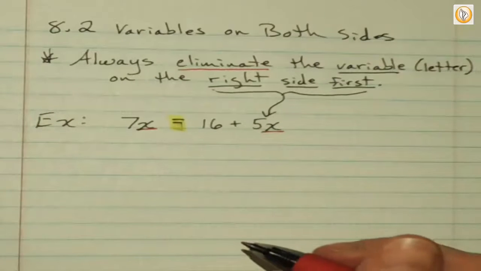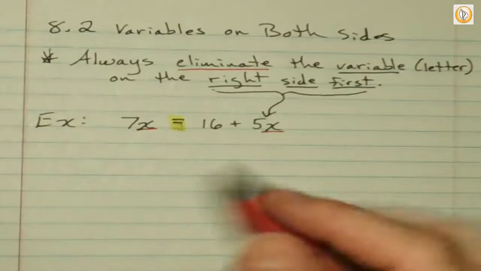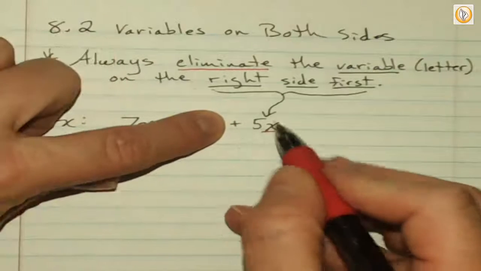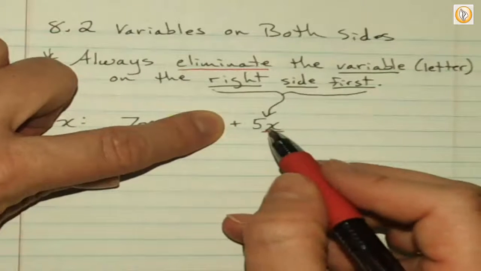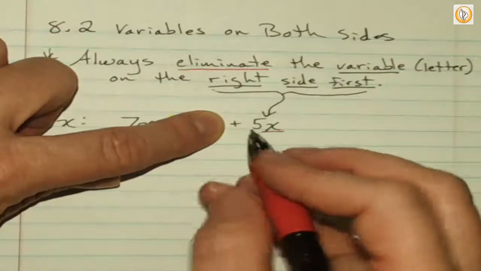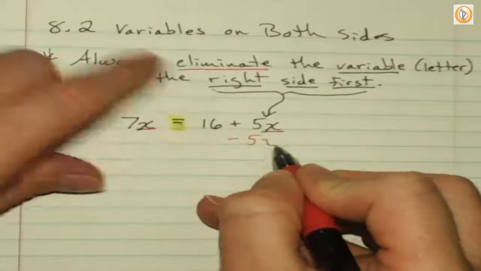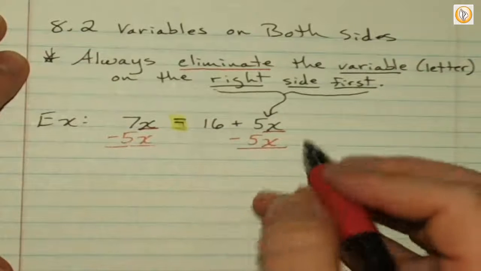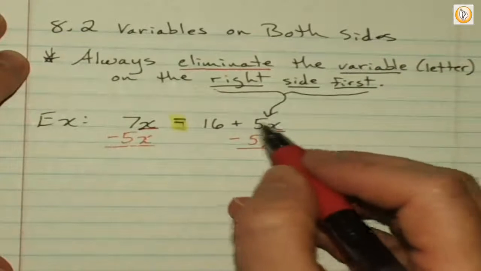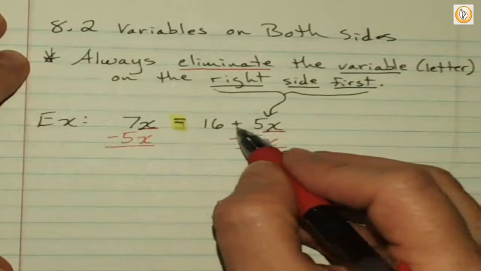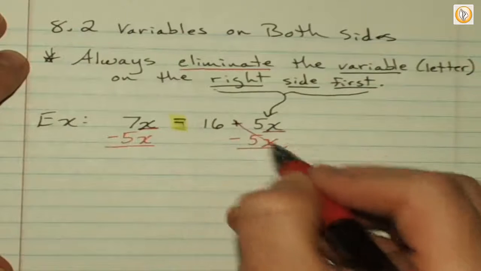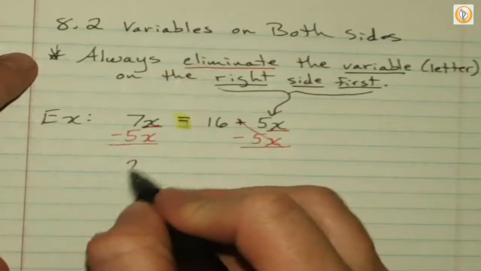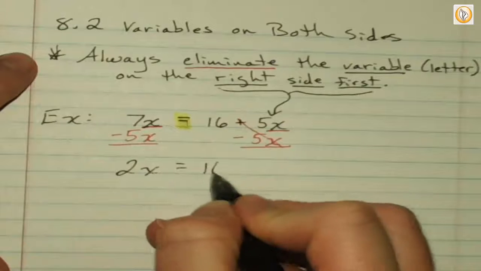You were saying it first, and then you start second guessing yourself. We're subtracting because we want to take the whole term away, and because it's positive, we're going to subtract 5x. We're not going to divide it because that would just be getting rid of the 5. So we want to take this whole term over there. Since this is plus 5x, we're subtracting 5x. And we end up with 2x equals 16.